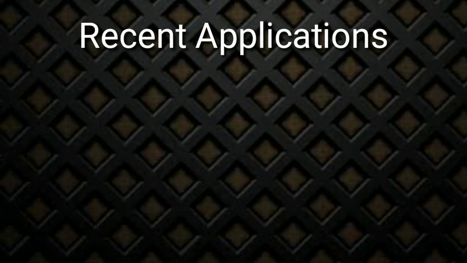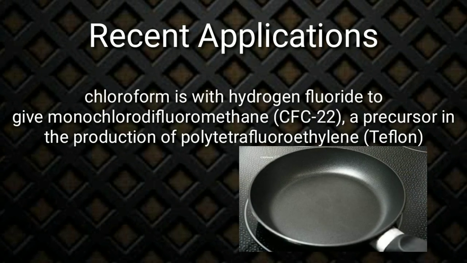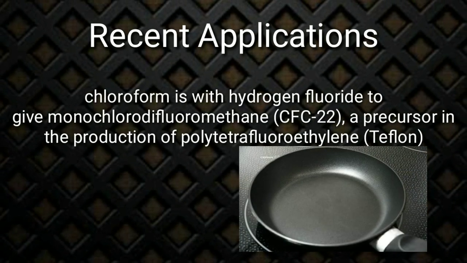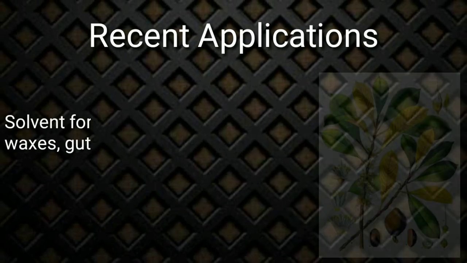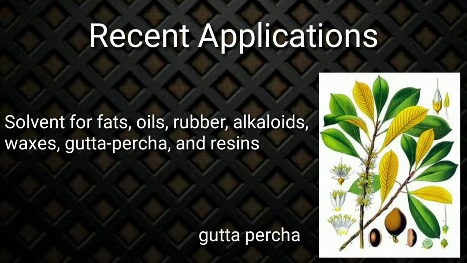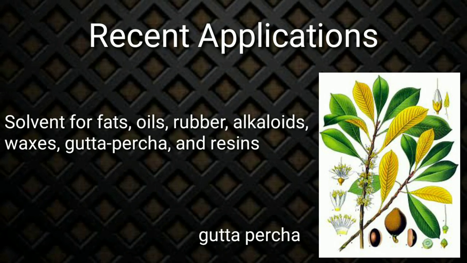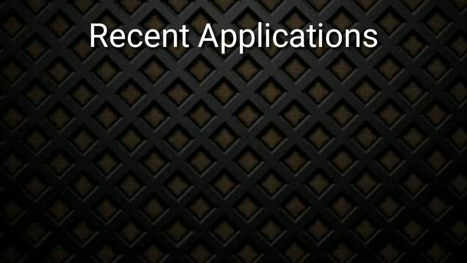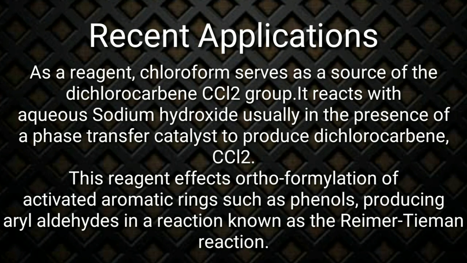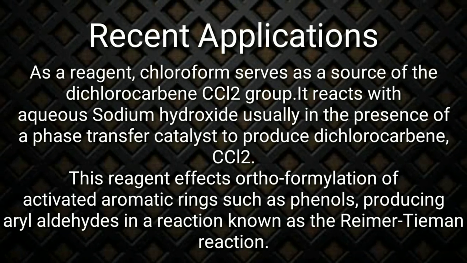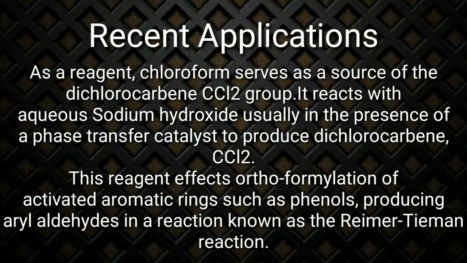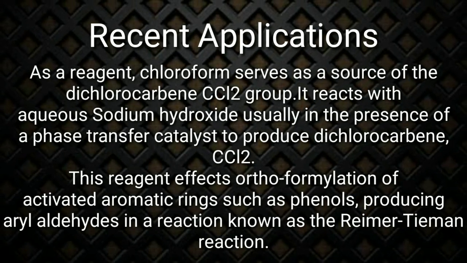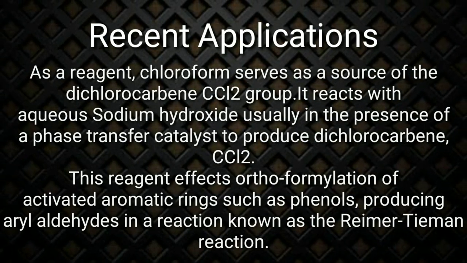Now we talk a little bit about the recent applications of chloroform. Chloroform with hydrogen fluoride forms monochlorodifluoromethane, which is a precursor for Teflon. Chloroform is also used as a solvent for fats, oils, rubber, wax, gutta percha and so on. Chloroform is also used as an important laboratory reagent as a source for dichlorocarbene, that is the CCl2 group, and we already saw one of its reactions involving dichlorocarbene.